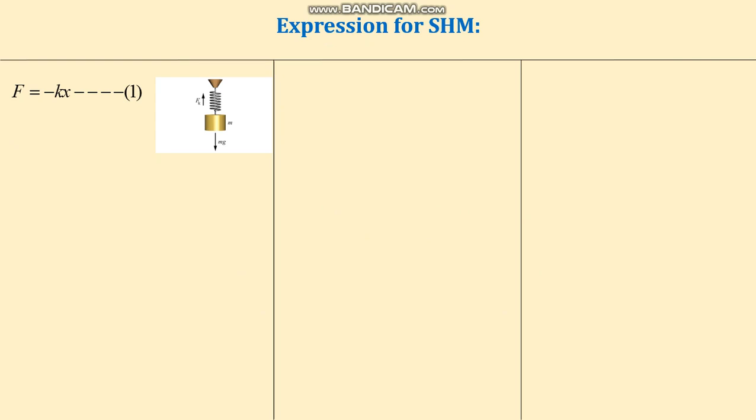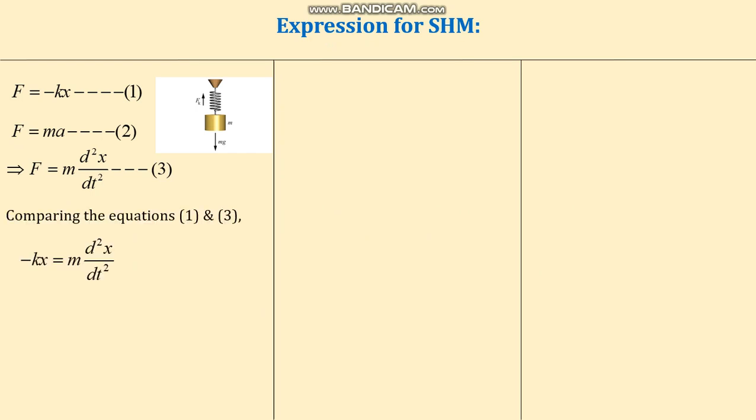The force which makes the system oscillate is given by Newton's second law, F equals m into a, where a is acceleration, which is nothing but d squared x by dt squared. At equilibrium, the force which makes the spring oscillate and the force which opposes the oscillation are equal. Therefore, we can write minus kx equals m into d squared x by dt squared.